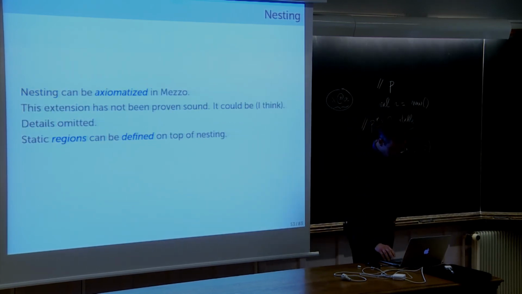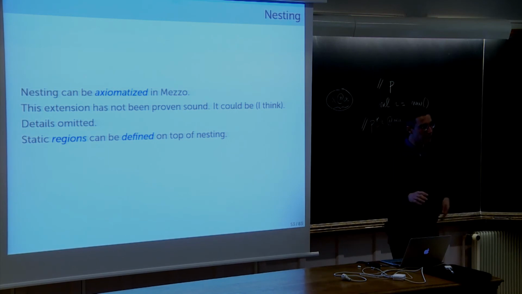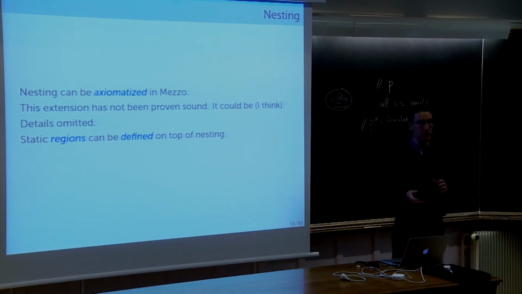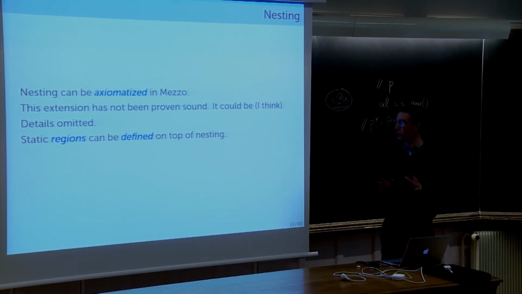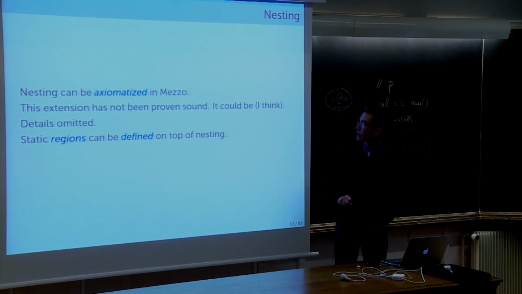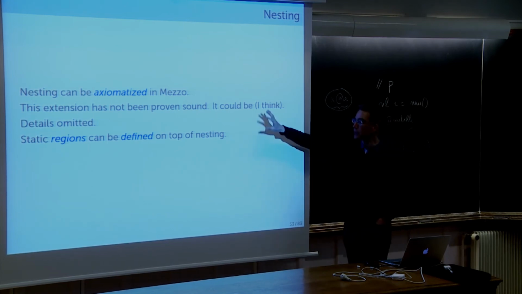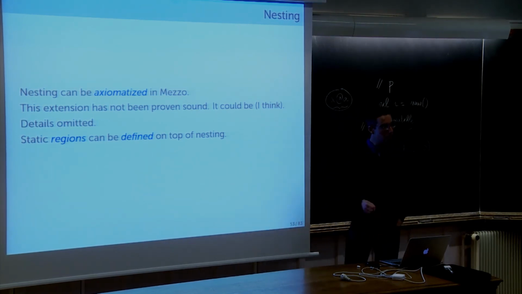So what I will do is explain a slightly simpler notion, which is regions. And regions can be defined using nesting. So they're almost as general, I think. So what I will do is explain regions quickly. So we have added nesting in Mezzo, but we haven't proved that it's safe. So we have a special file with a few axioms that say what you can do with nesting.